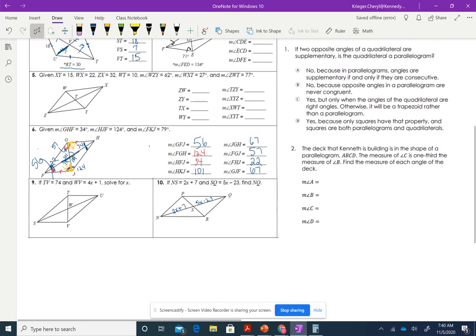All right, well, this should be pretty easy because we know from the property above, property number 4, diagonals bisect each other. So NS and SQ are congruent. So I'll say that 2x plus 7 equals 5x minus 23. I'll subtract 2x on both sides and add 23 to both sides and get x equals 10. So if I plug it in, I can plug it into this side, it would be 27. So this is 27 plus 27, which I believe is 54. So NQ equals 54.